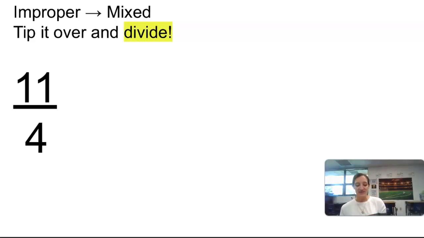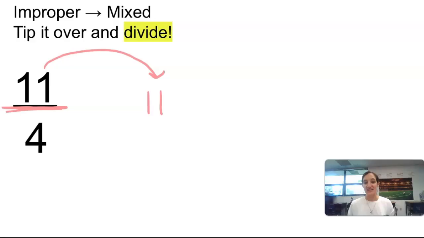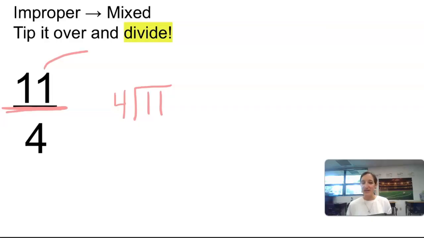So what we do is we actually use that fraction bar as a division sign, because fractions actually are division symbols. This top number is always the one that goes inside, and the bottom number is always our divisor. So whatever is on top, always put that as your dividend, as the number inside. How many times can 4 go into 11? 4, 8, 12. So just 2 times.